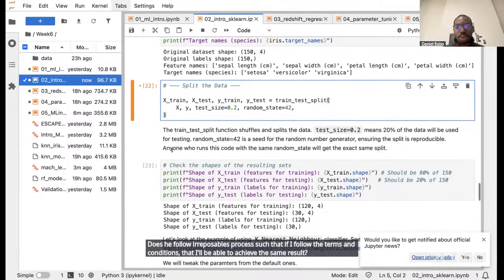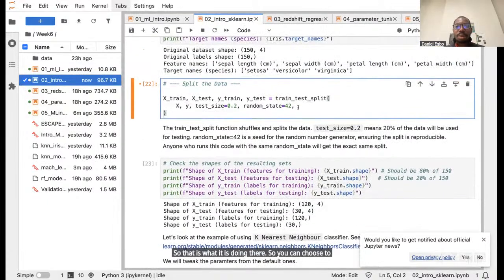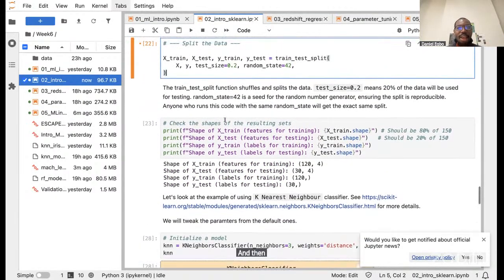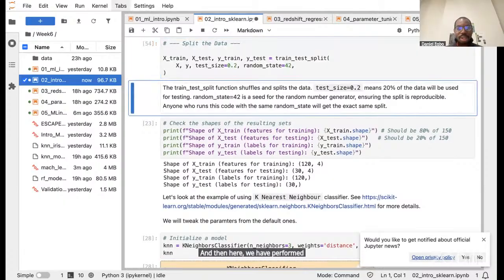So that is what it is doing there. You can choose to change it to any value. 42 is just one of those common values that people have been using, so it's something that you can change. And then here, we have performed this train test split.